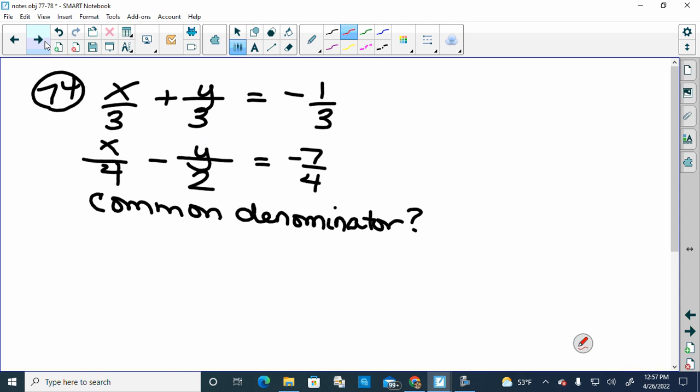Not as easy as this one. Ooh, fractions, shut down. Okay, ready?